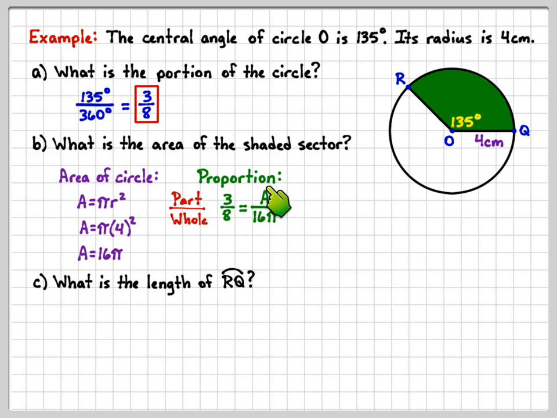The thing I'm looking for is the part of the circle. It's only the portion, it's only the piece. The sector is only a part of the circle, so we have a variable there because I don't know what it is, and then the area of the whole thing is 16 pi.